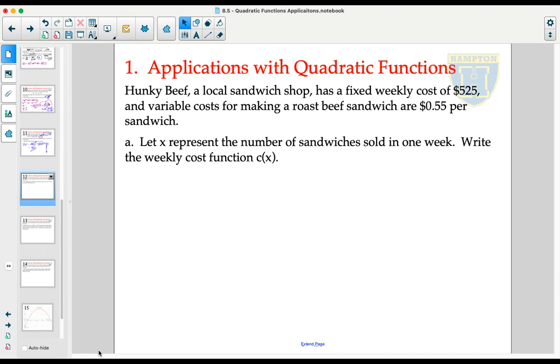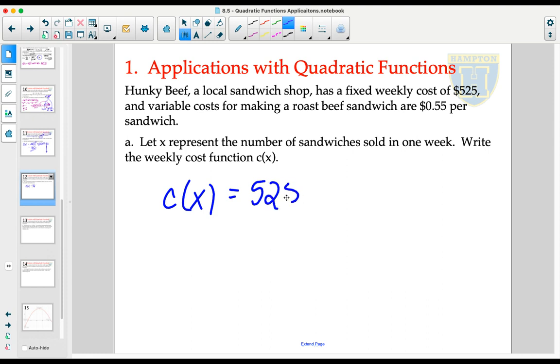So beginning first with the cost function, we know that we have fixed costs of $525. That amount is not going to change. That would be considered to be things like the labor, the lights, the rent, the kinds of things that you need to keep the business going. And then variable costs are 55 cents per sandwich.